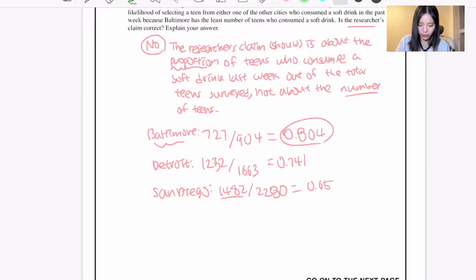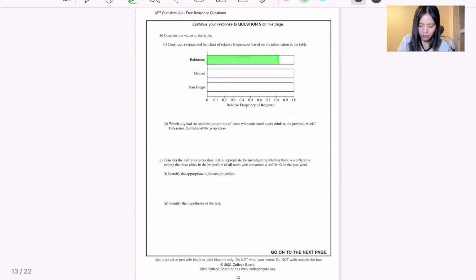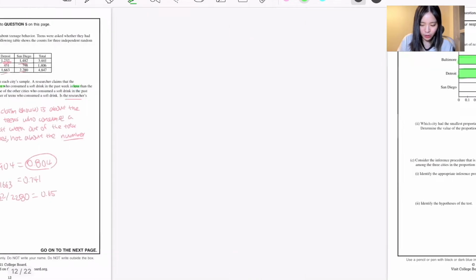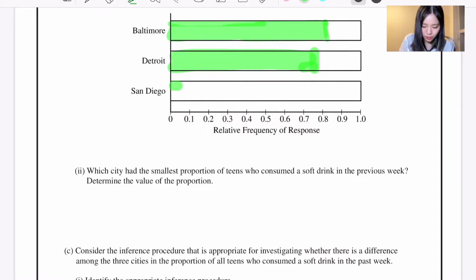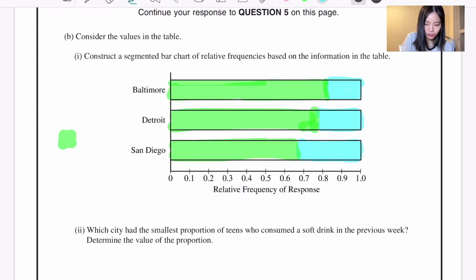Well, we already got the frequencies over here, right? So it's 0.804 for Baltimore. So this would be about like here. So let's color this like that. And for Detroit, it was 0.741, which should be over like here. And for San Diego, it was 0.65. Yeah, and let's color this in the other color. And don't forget to label or define what each color means in this segmented bar chart. You would say that the proportions filled in this color will mean the relative frequencies of teenagers who responded yes, and the blue color to be no.